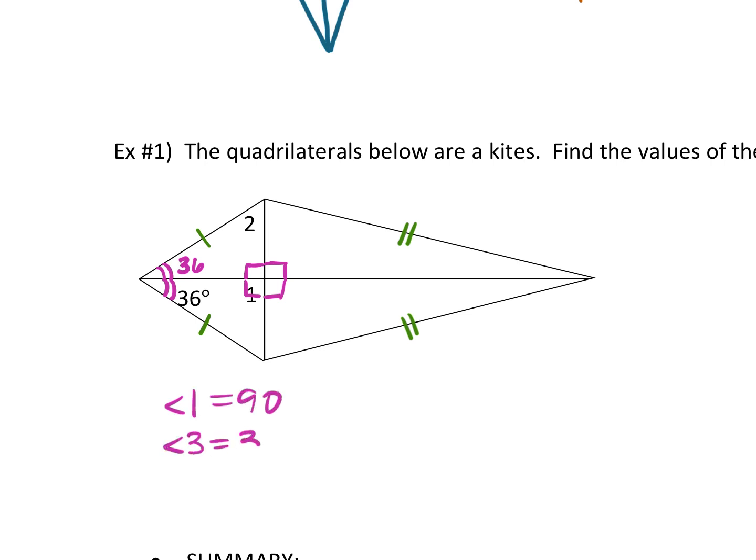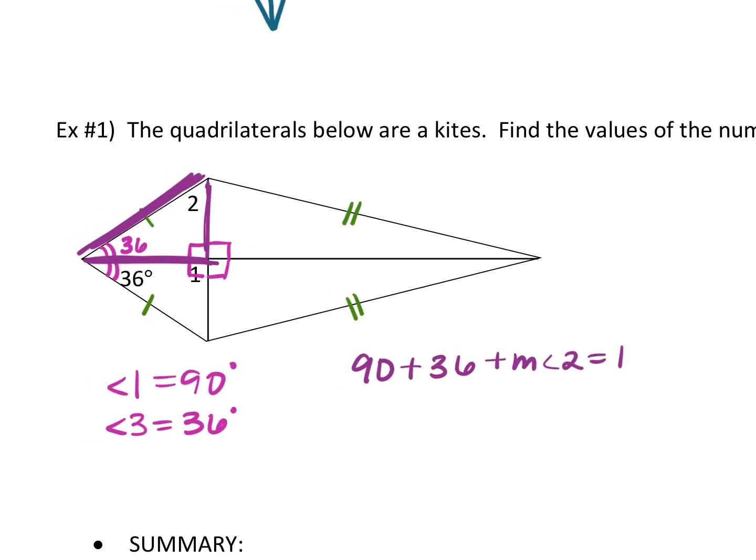Angle 3 was 36. How do you find 2? It's equal to 180 minus 90 and 36. Once you do 180 minus 36, minus 90. So 90 plus 36 plus the measure of angle 2 should equal 180 because that makes a triangle. Okay? So this is 126. So we're going to take that away. And the measure of angle 2 is going to be, what is that? 54.